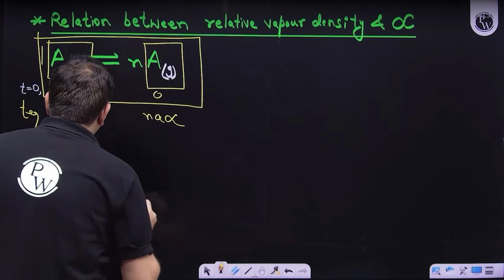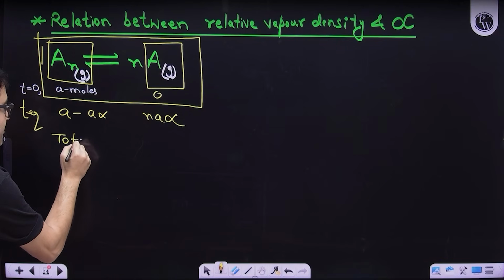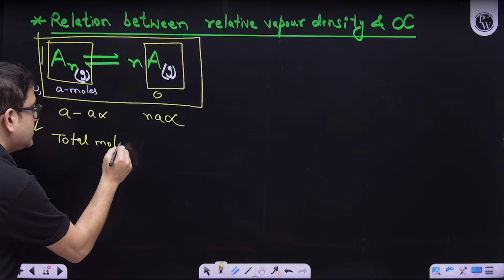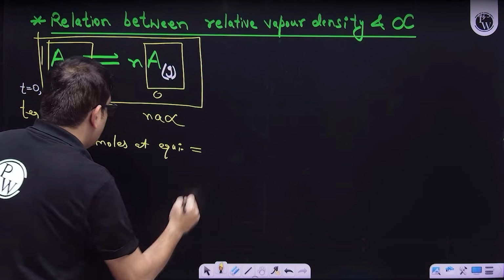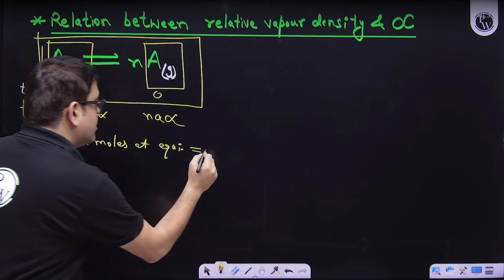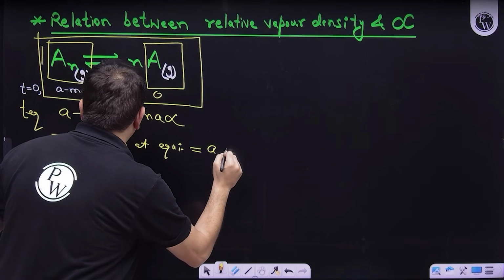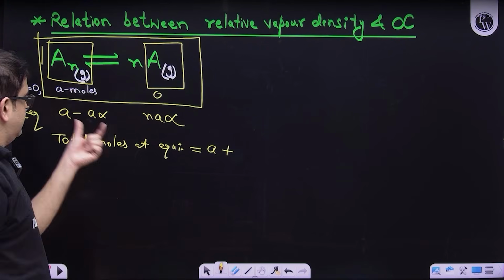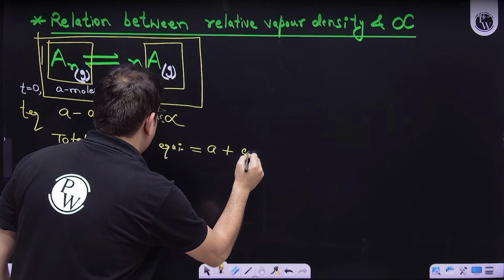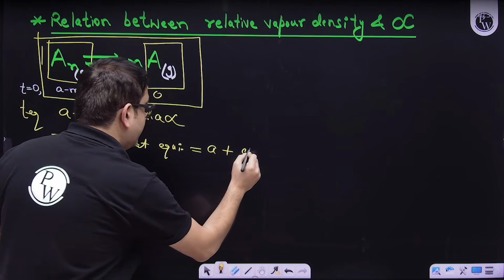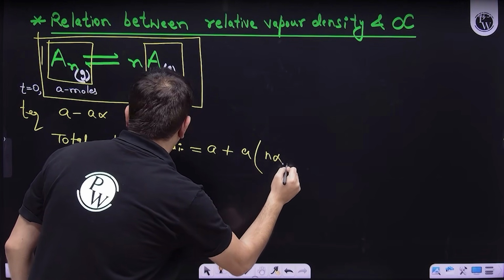Okay. So total moles at equilibrium is how much? Total moles at equilibrium is how much? This plus this. So this is A plus. I'm taking this A to be common. So it will be A times (1 plus N alpha minus alpha).